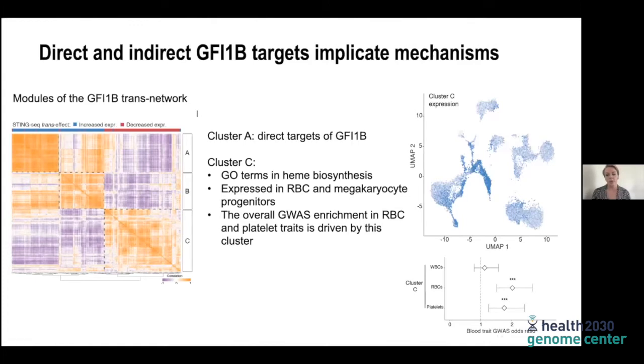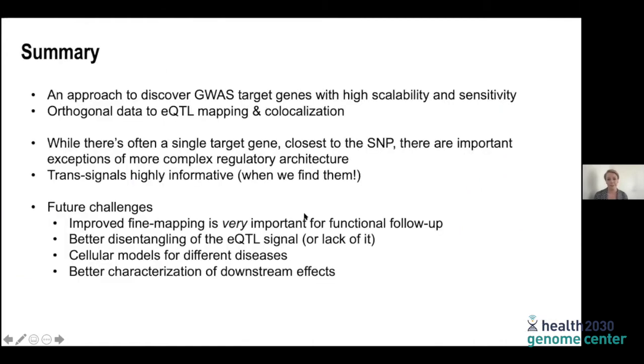And when we go back to the GWAS enrichment analysis and do this by these different network clusters, we see that the overall GWAS enrichment that I showed previously for red blood cells and platelets is largely driven by this cluster. So we really think that this is one of the key clusters that ends up affecting cellular differentiation and functions related to red blood cells and platelets.